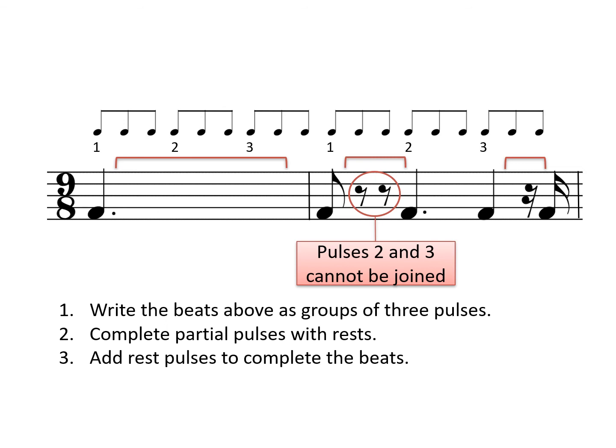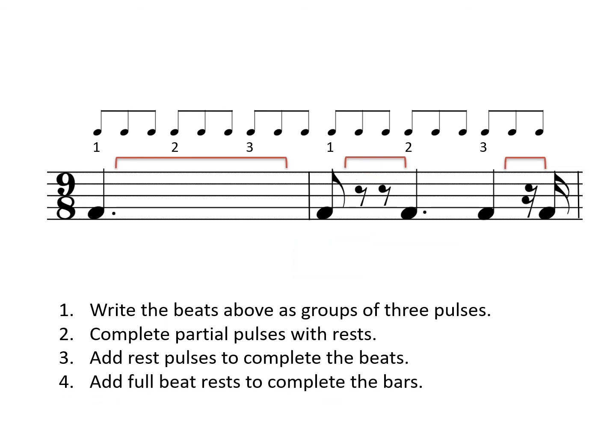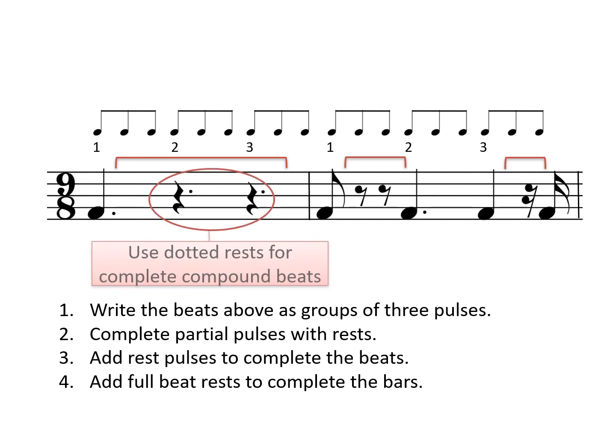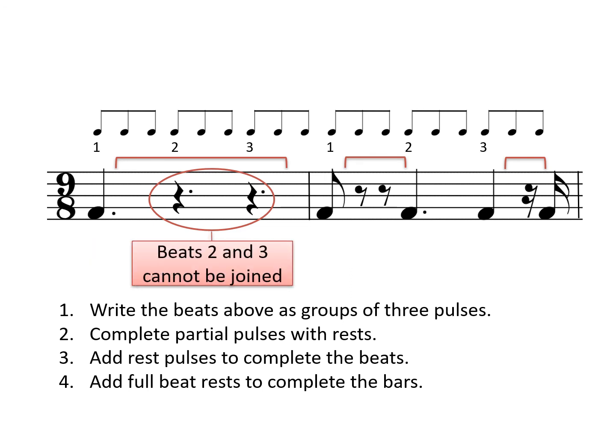And lastly, we add the full beat rests, remembering that in compound time, we use dotted rests for these beats. And again, we'll need 2 separate rests since we can't join the second and third beats.